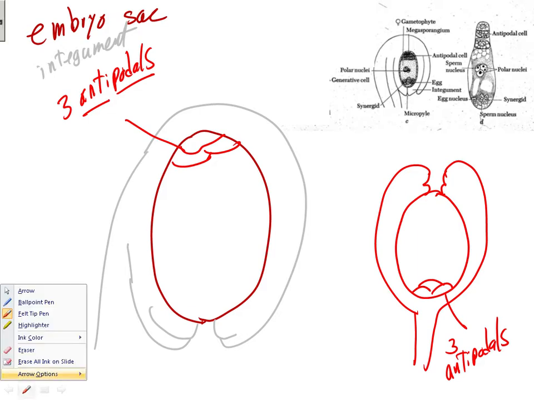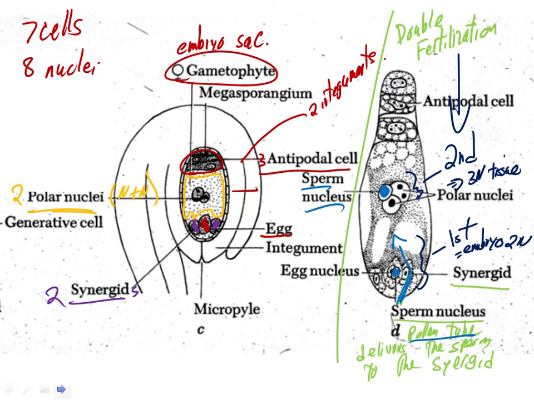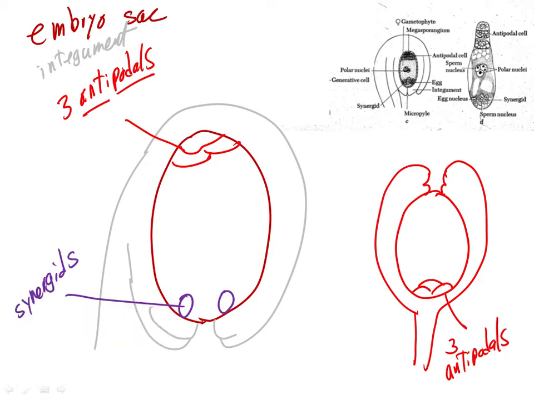At the other end, we have our two synergids. And what color was my egg? Red. And in the center, we have the egg.